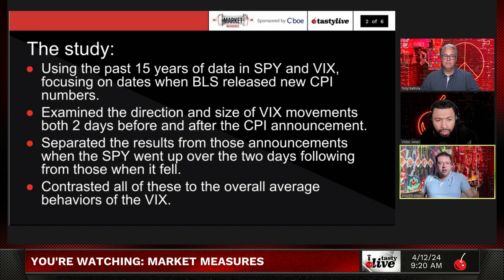So you examine the direction and the size of the VIX movements, both 2 days before and after the CPI announcement. Going into the announcement, let's say this week, you would have been looking at Monday and Tuesday, and then Thursday and Friday. We would be looking at those specific dates and looking at the VIX to see what happens around the CPI. Then we're going to separate the results from those announcements where SPY went up or down 2 days following. In other words, does VIX change? And if SPY was already moving up or down, does that change how volatility changes?